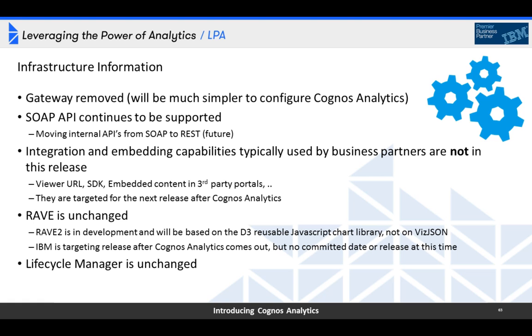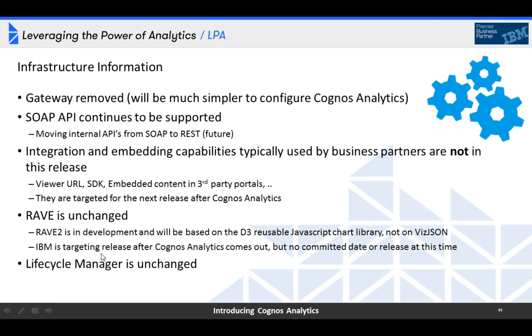Rave, similarly, is unchanged in this release. However, Rave 2 is under development, and the way it looks right now, they'll be flipping from this viz.json approach to visualizations over to D3, which is a JavaScript-based approach, and there's thousands and thousands of D3 objects out there already. So no committed date as to when that will come out. They were hoping it would be the release after this one, but there's no commitment there.